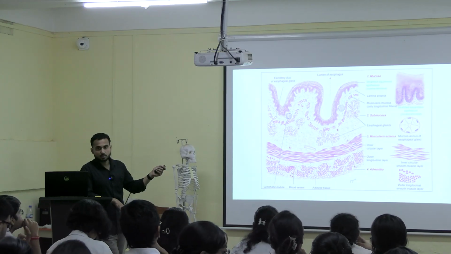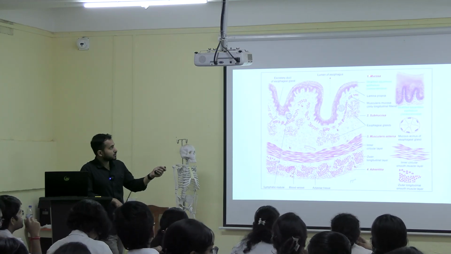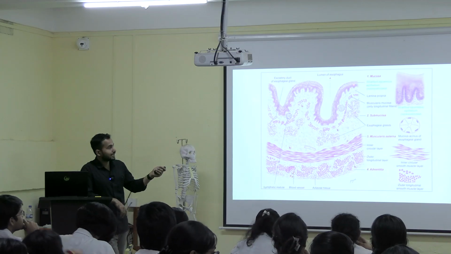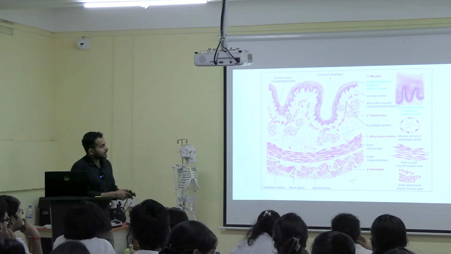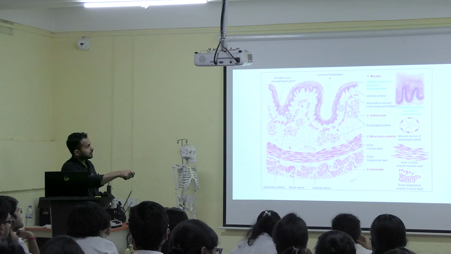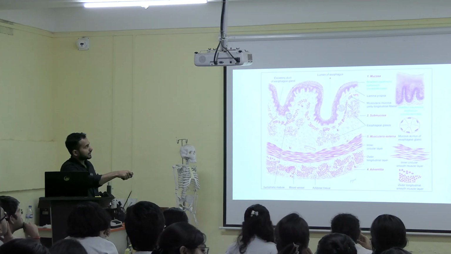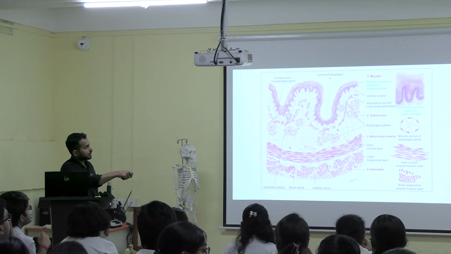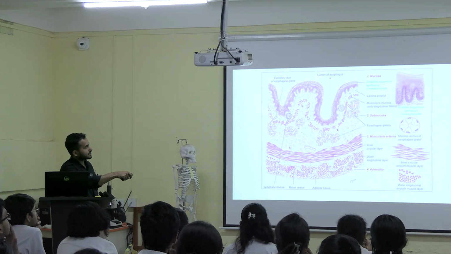Where is the mucosa? See, mucosa is there. And what is this? This is the lining epithelium. After that, I hope you can see the lamina propria. Look, this is the lamina propria. Then this is the muscularis mucosae. Then this is the submucosa, where you can see the submucosal glands.